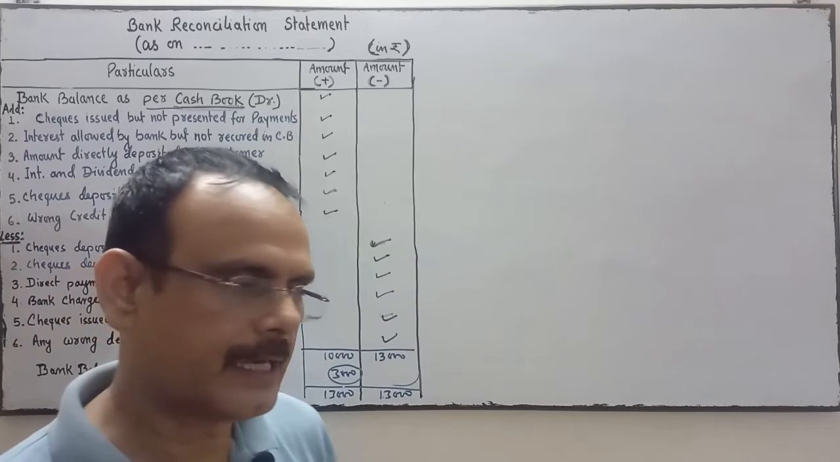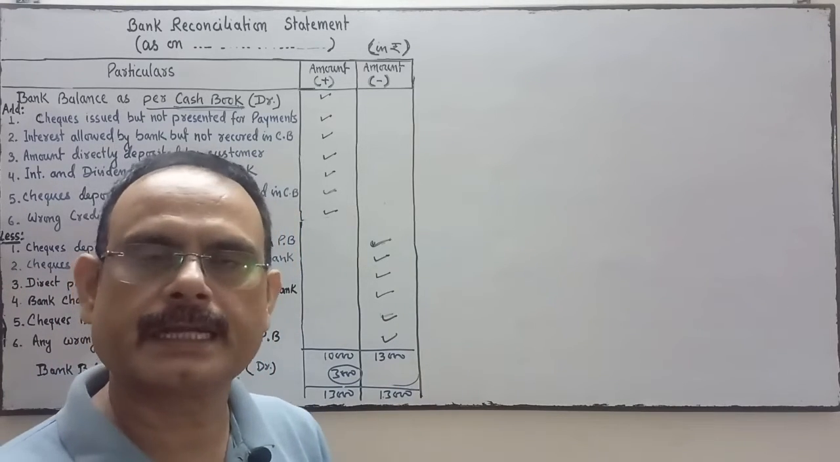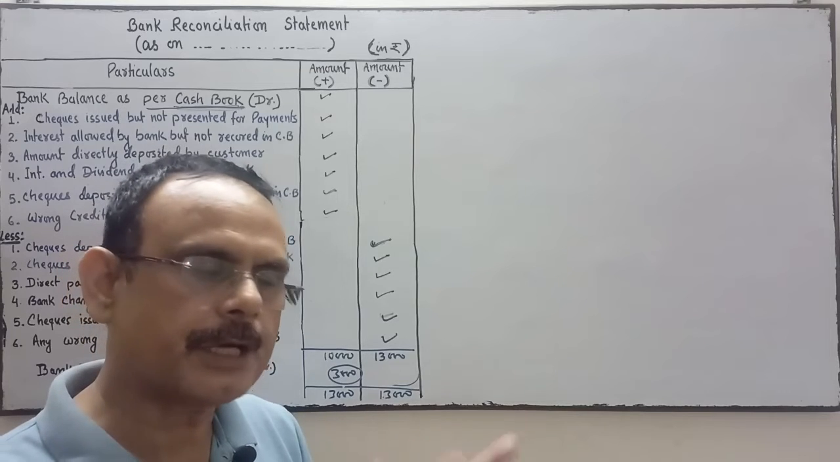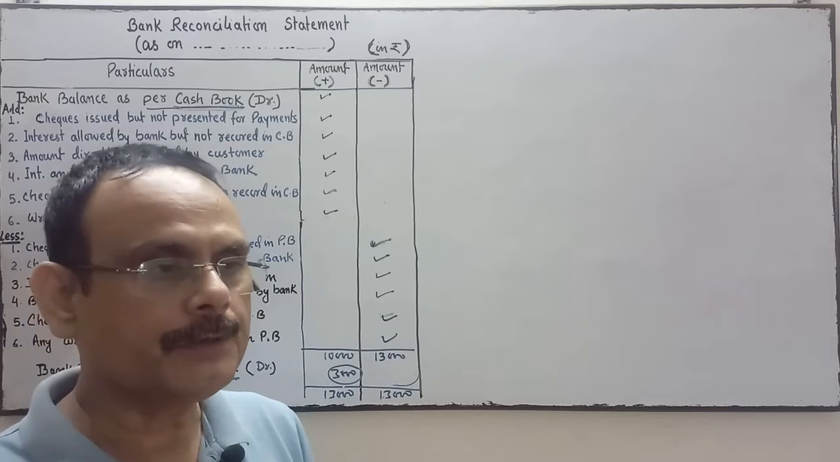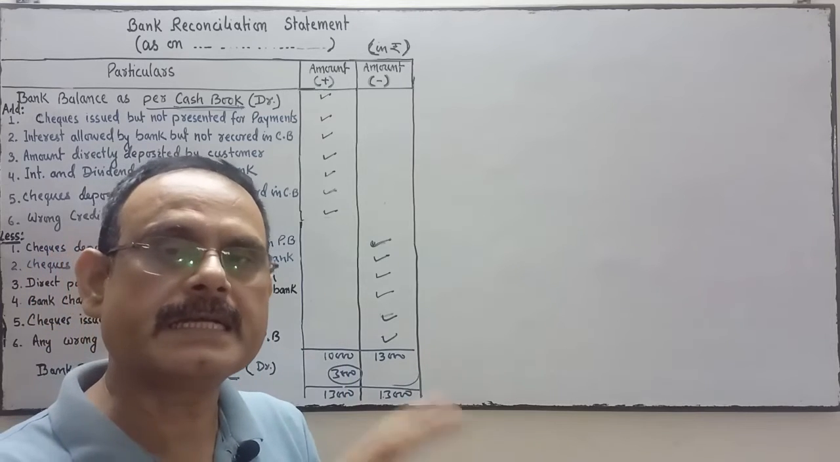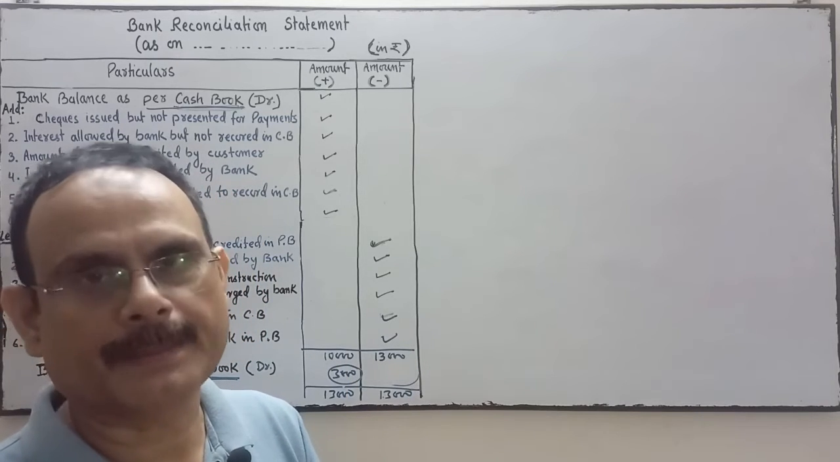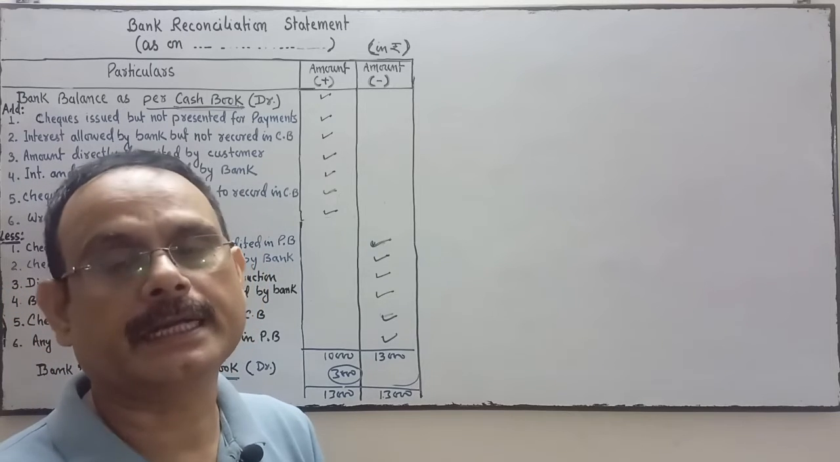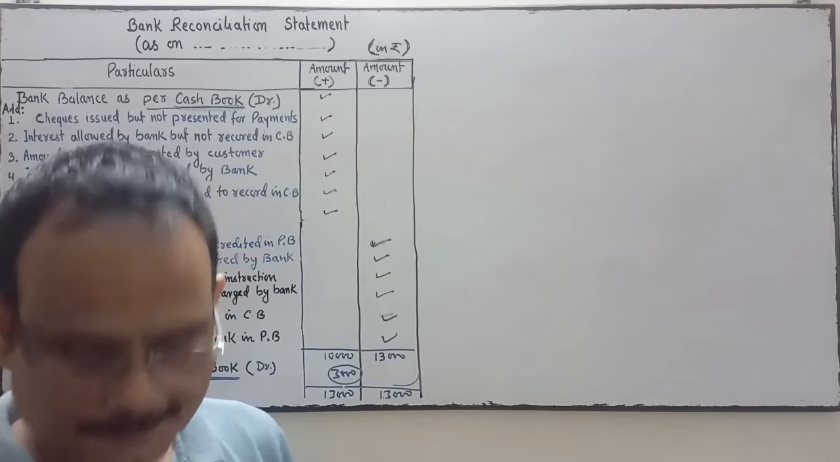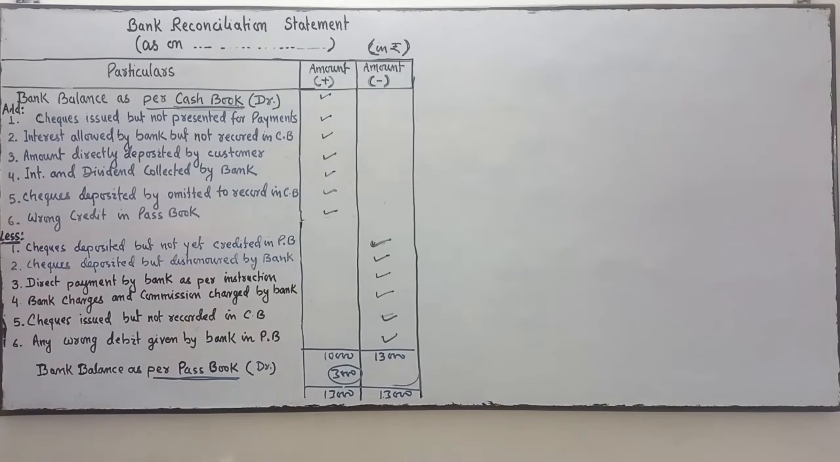Is it clear? So that's why what we record in the debit side in the cash book, the same is recorded by the bank in the credit side. And the entries we record in the credit side in the cash book, in the payment side, the same is recorded by the bank in the debit side, that is the withdrawal. Okay, so is it clear?